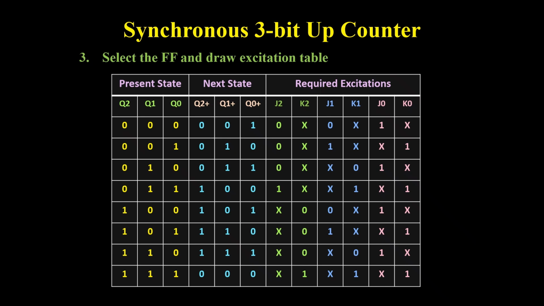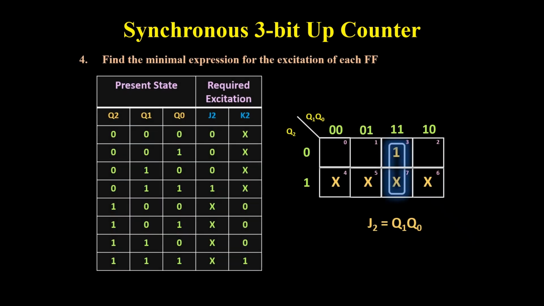So similarly, to find the required excitations of J1 and K1 and J0 and K0, if required, you can pause the video and you can verify the required J and K inputs for all transitions. So in this way, we got the required values of the J and K inputs for all flip-flops. So now the next step is to find the minimal expression of the flip-flop inputs in terms of the outputs Q2, Q1 and Q0. Because as we have seen, the outputs of the flip-flops are connected to the inputs of the flip-flops through the combinational circuit. That means we need to find the expressions of the flip-flop inputs in terms of these outputs Q2, Q1 and Q0. And we can find the minimal expression with the help of the K-map.